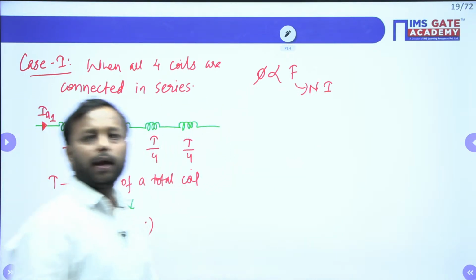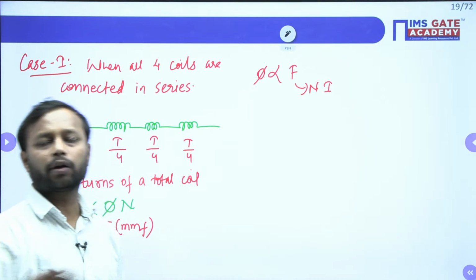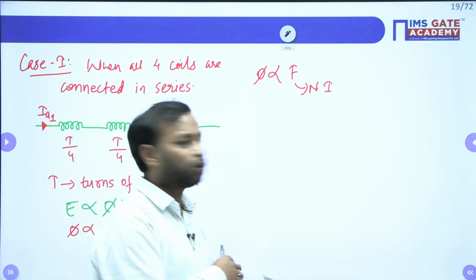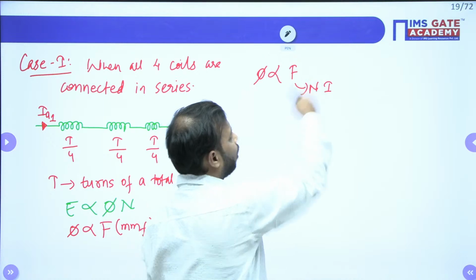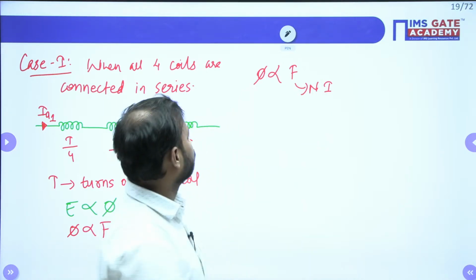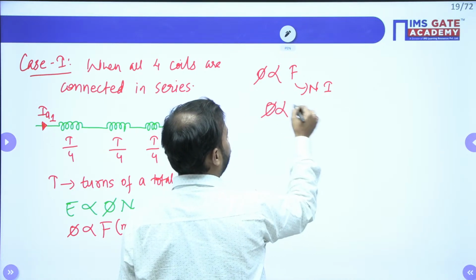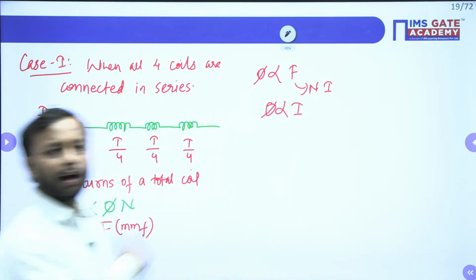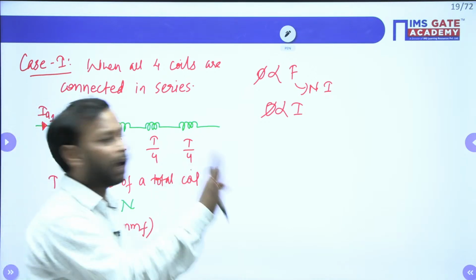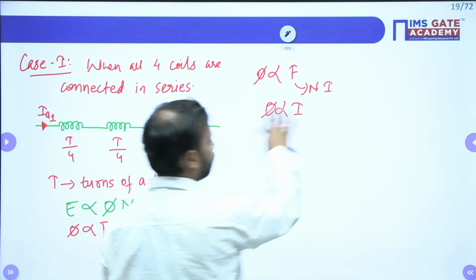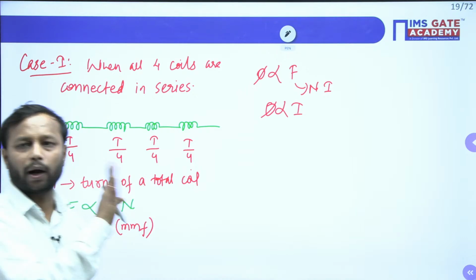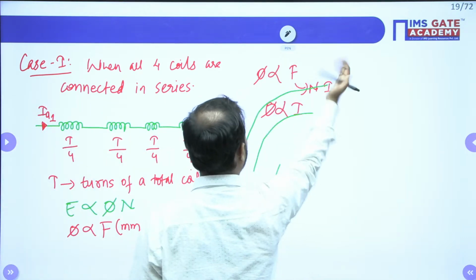So in the last 2 or 3 questions, we assumed that the number of turns was constant. Because of that reason, we directly wrote flux proportional to I. But here the number of turns is changing, so we cannot write the flux to be proportional to I only. All right, am I clear?